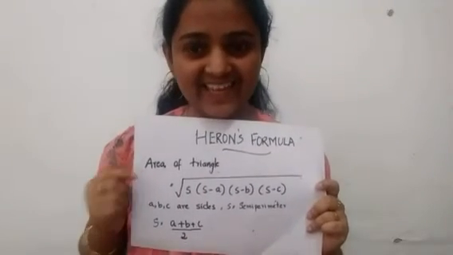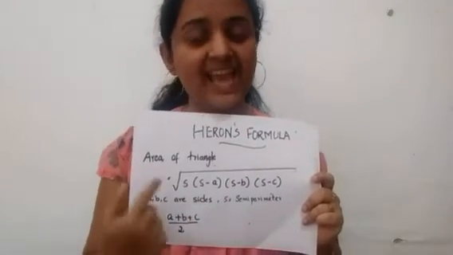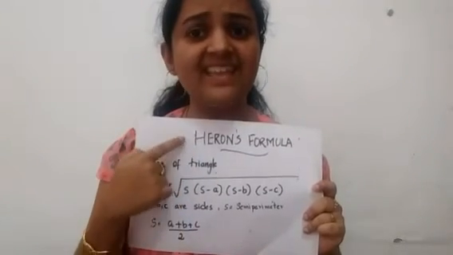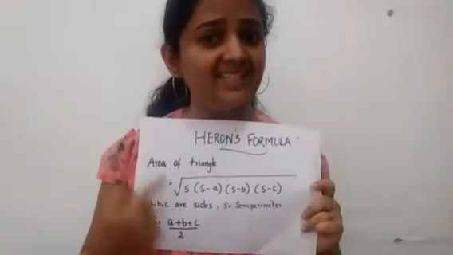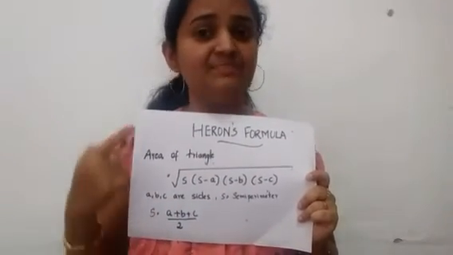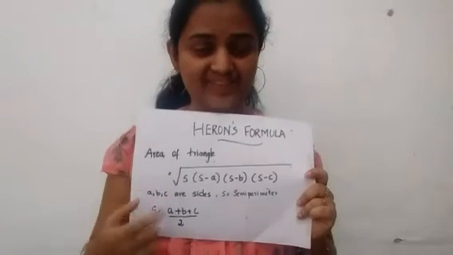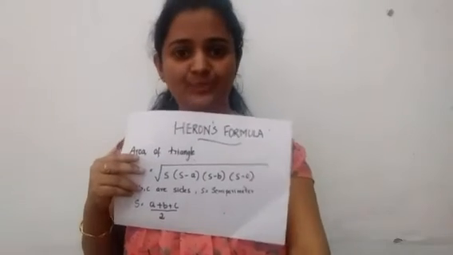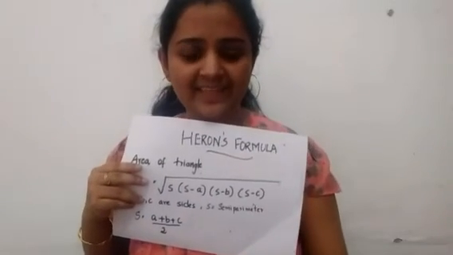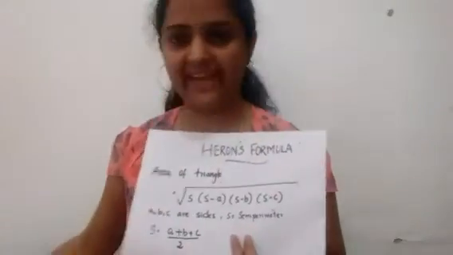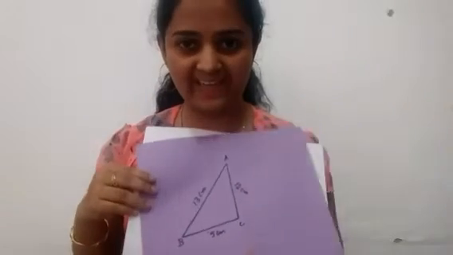Okay, understand? This is the equation for finding the area of any type of triangle, and this formula is known as Heron's formula, that is, root of s into s minus a into s minus b into s minus c, where s is equal to a plus b plus c by 2. Hope you understand. Let us do the problem using this. Yes, take our triangle.